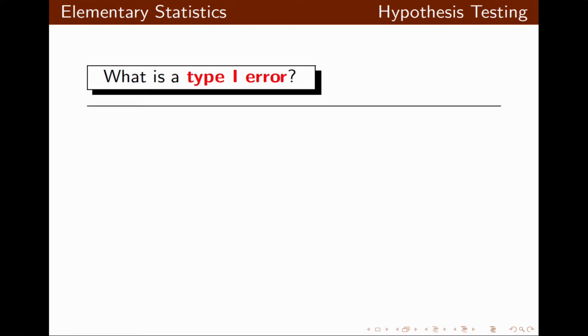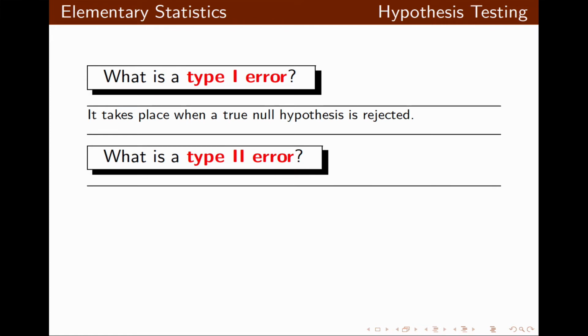When doing hypothesis testing, there are always possibilities of making errors. What is type 1 error? Type 1 error is when a true null hypothesis is rejected. What about type 2 error? Type 2 error is when a false null hypothesis is actually supported.